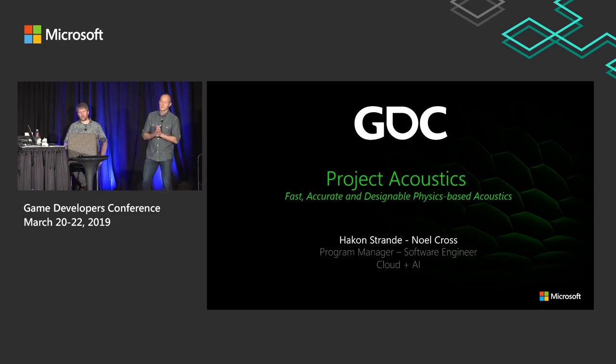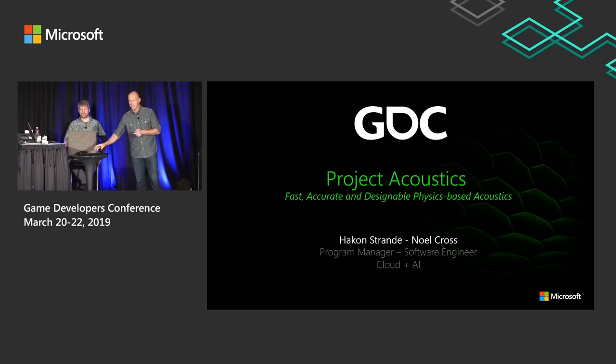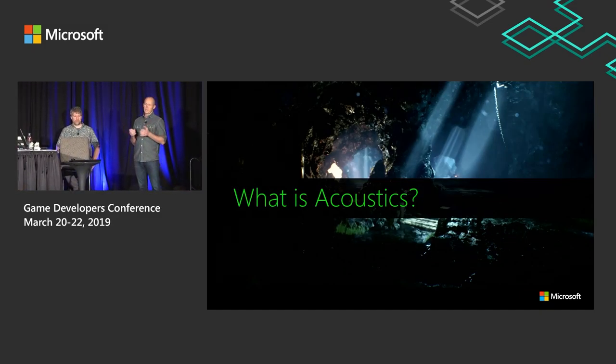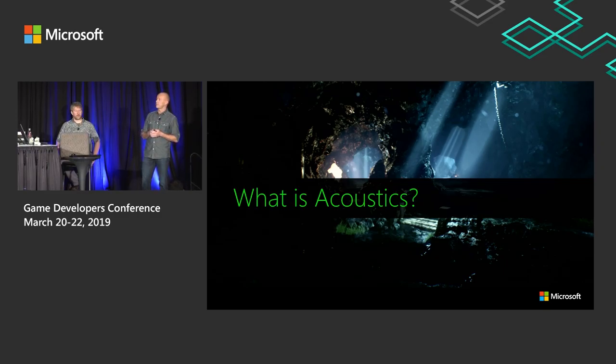My name is Håkan Strande, and I'm here with my colleague Noel Cross to talk about a physics-based approach to acoustics in game design. We have a lot of information to go through, so I'll just get started. As you know, in game development, we use physics in a number of ways to create game experiences. We use it for automated landscape creation, lighting, rigid body dynamics. Taking lighting as an example, to build immersive environments, modeling light is used to create glossiness, surface roughness, reflectivity, scattering, and a bunch of other things that I'm not an expert in.